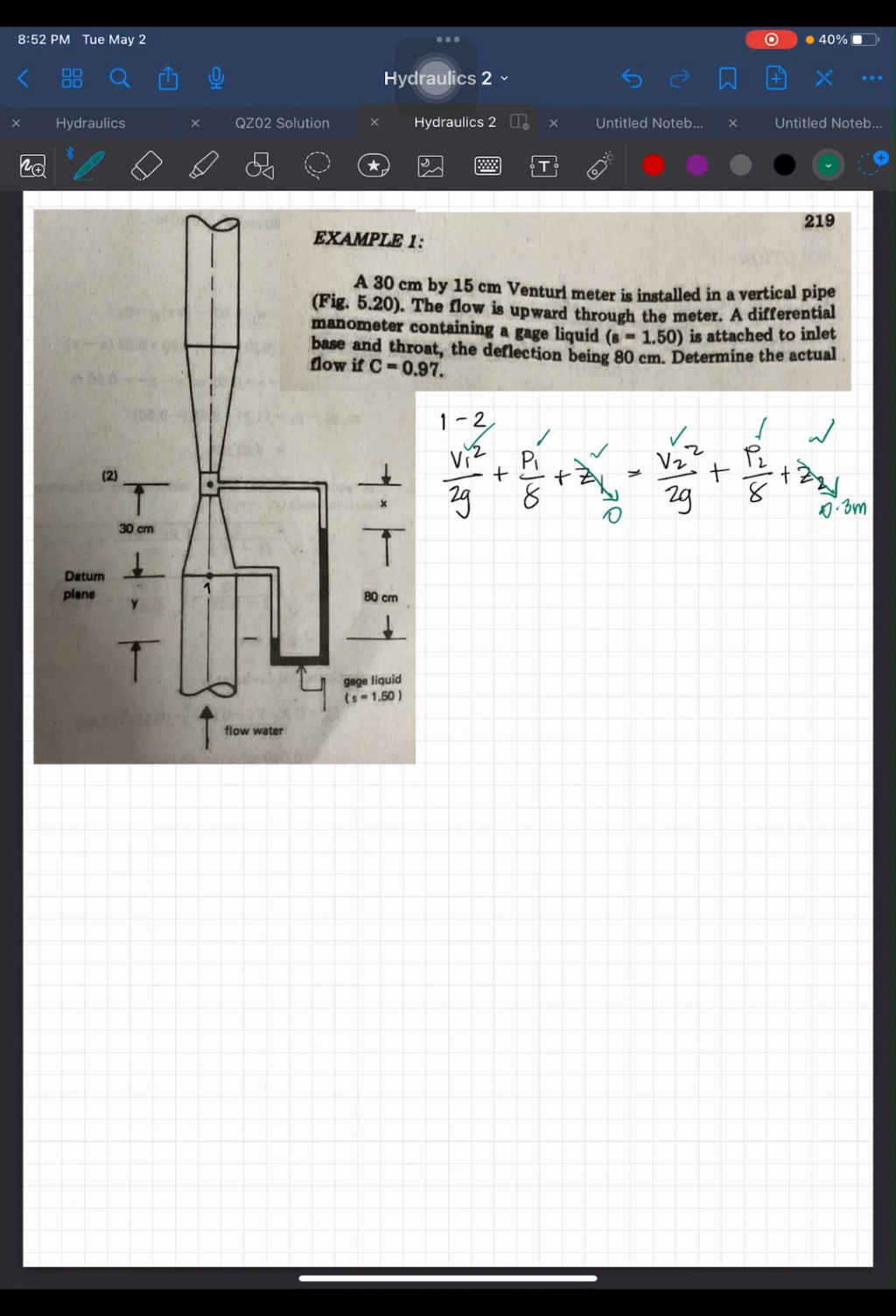Next, kapag nire-arrange natin ito, lagay natin lahat sa left side ng equation para mapag-combine natin ng common terms. So we have V1 squared over 2G minus V2 squared over 2G plus P1 minus P2 over gamma is equal to 0.3 meters.